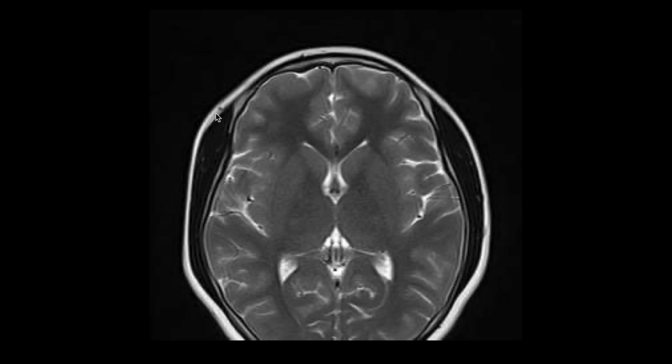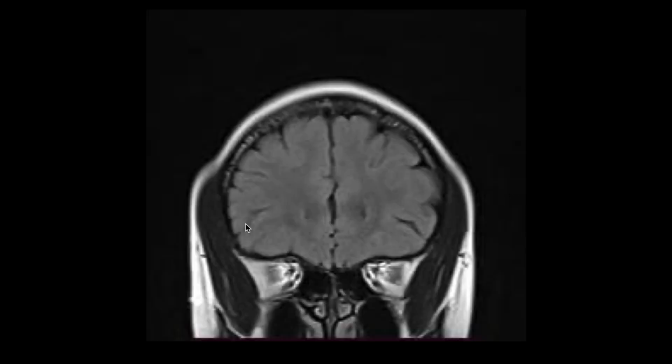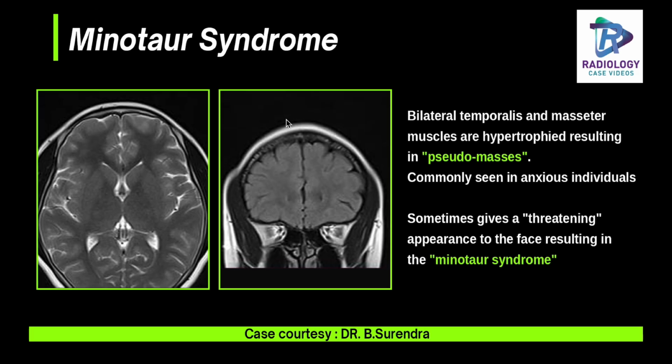This is an unusual case where you can appreciate a normal T2 weighted brain parenchymal image with hypertrophied temporalis muscle. In this case, there was also hypertrophy of the masseter muscle, which is not shown in this image. So the diagnosis is Minotaur syndrome. Minotaur syndrome is nothing but hypertrophy of bilateral temporalis and masseter muscles forming a pseudomass-like appearance in anxious individuals, coarsening and deforming the facial features. You call it Minotaur syndrome.